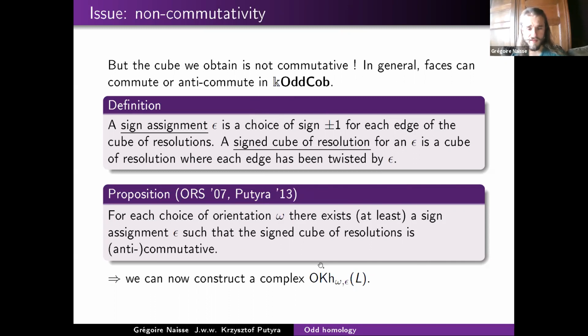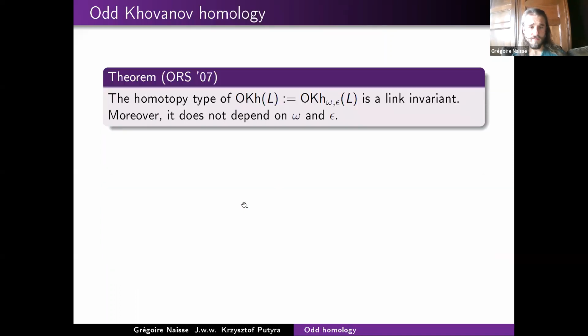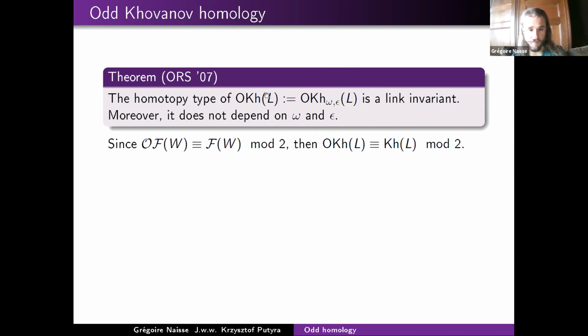Okay, and so it means that we can have an orientation and a sign assignment such that we have an anticommutative cube, and so we can construct a complex by applying the odd functor on it. And now the result is that the homotopy type of this complex is a link invariant. And also, which is kind of nice, it does not depend on the choice of orientation you have made, and it does not depend on the choice of sign. So you really have a unique odd Khovanov homology.